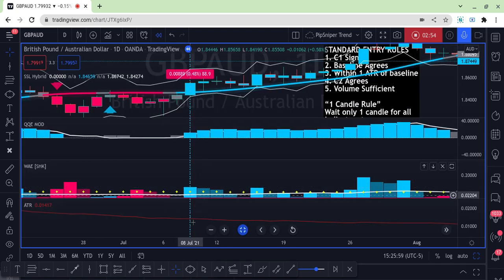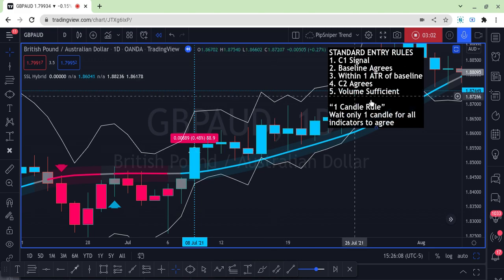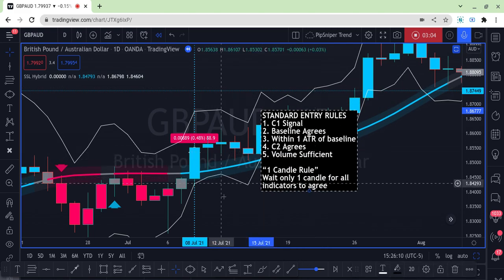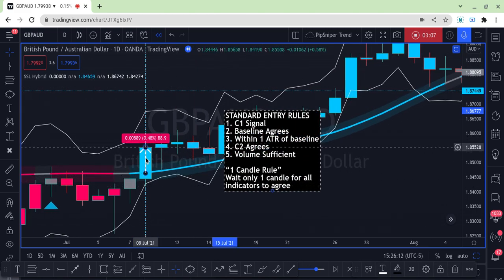Well, I told you guys it needs to be less than 141.7. If it's less than that ATR, the 141.7, it's within the 1 ATR of the baseline rule. And that's it. We're within 1 ATR. So that means I can actually take the trade as long as the C1 signal is right, the baseline agrees, and the other two, 4 and 5, work out. Okay? Simple as that.